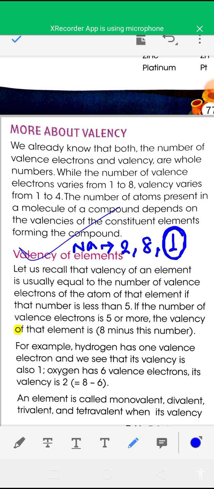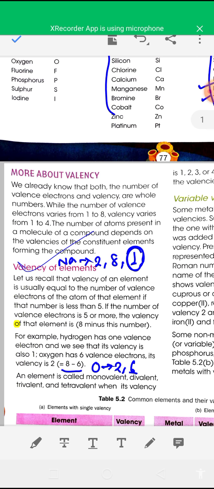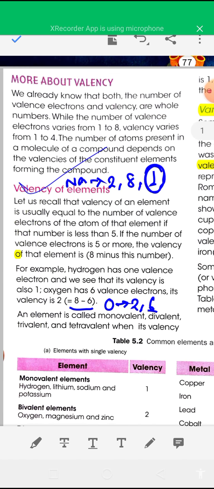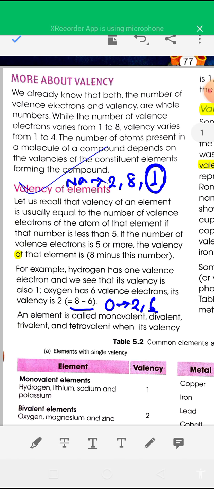For example, the electronic configuration of oxygen is 2,6. In the first shell 2 electrons, in the second shell 6 electrons. So what is the valency of oxygen? 8 minus 6, that is 8 minus the number of electrons in the valence shell. Okay, so using this formula, the valency of an atom of an element is equal to the number of electrons when the number of electrons is 1 to 4, and valency is equal to 8 minus the number of electrons when the number of electrons in the valence shell is more than 4. Okay, two rules are given, you have to read.